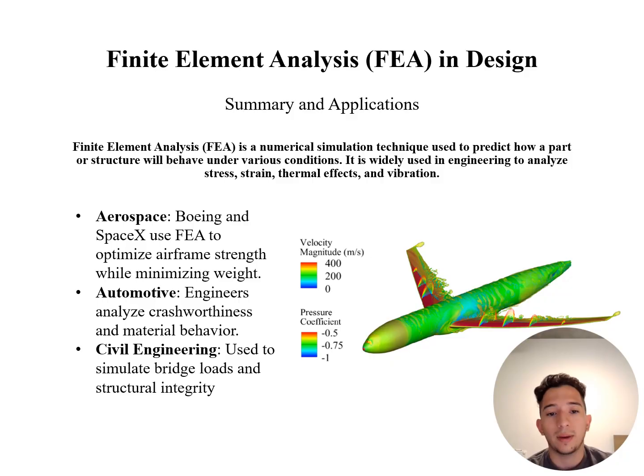In aerospace, Boeing and SpaceX use it. Automotive engineers analyze crashworthiness and material behavior so they can simulate, let's say, a car crashing without actually having to test it. And then in civil, they use it to simulate bridge loads and structural integrity under varying loads over time.